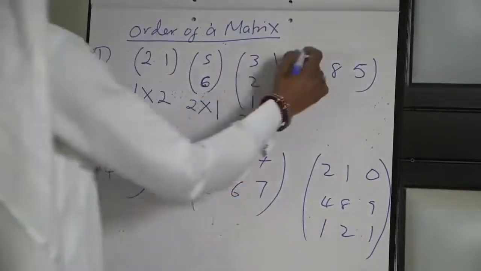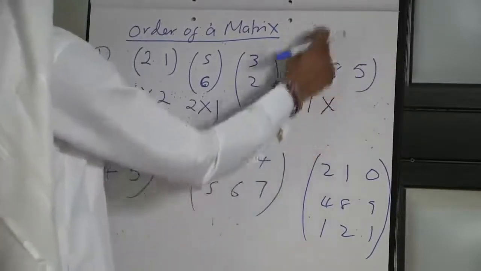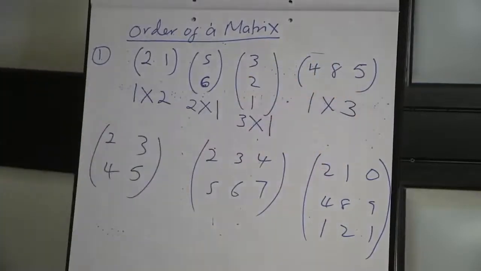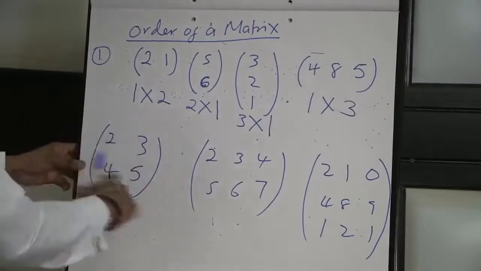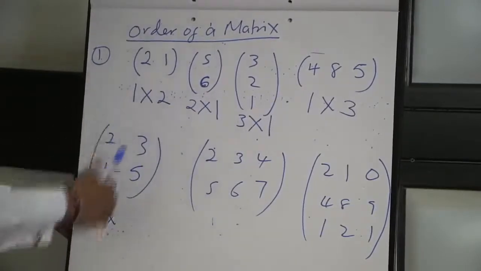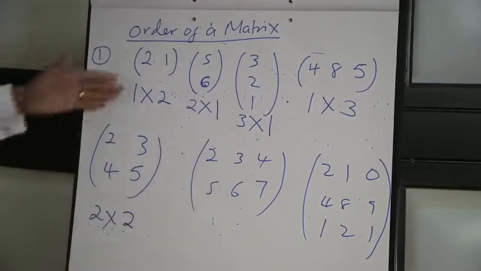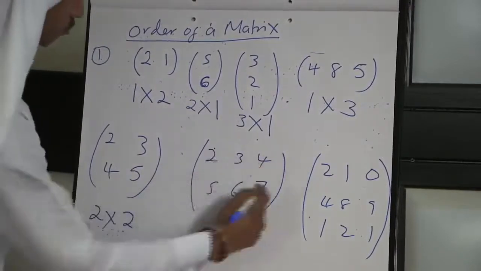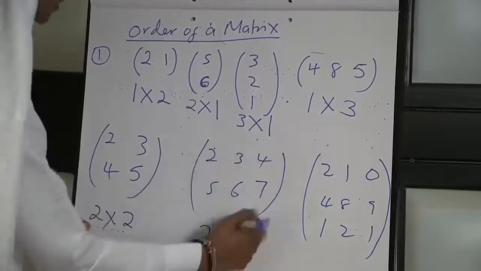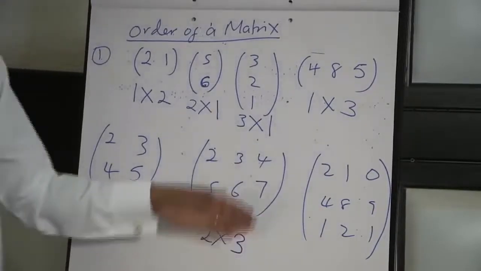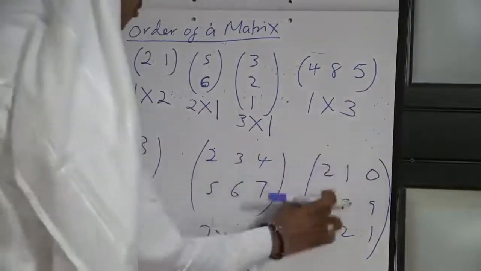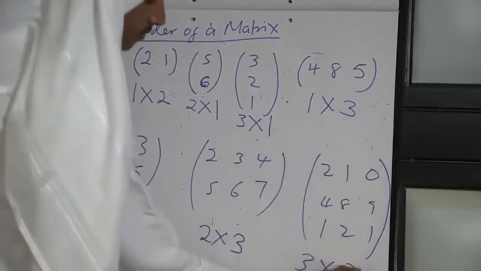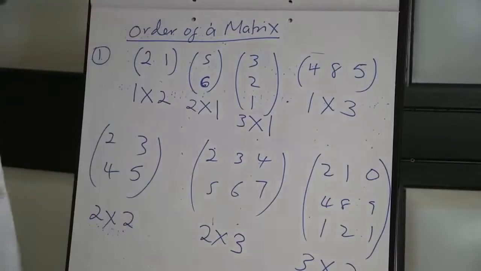If we go to the next one, we have only 1 row by how many columns? 3 columns. This is a 1 by 3 matrix. When you come here, we have how many rows? 2 rows by how many columns? 2 columns. So this is a 2 by 2 matrix. The next one has 2 rows by 3 columns, so it is a 2 by 3 matrix. The next one has 3 rows by how many columns? 3 columns. This is a 3 by 3 matrix.